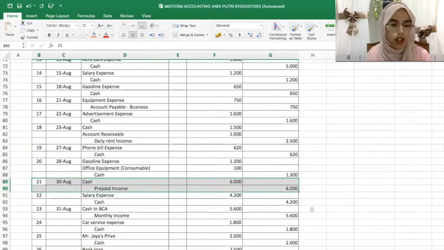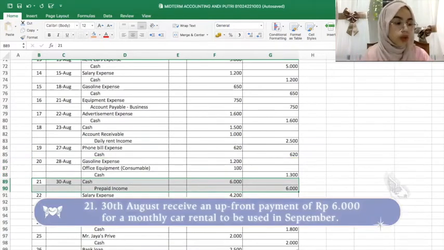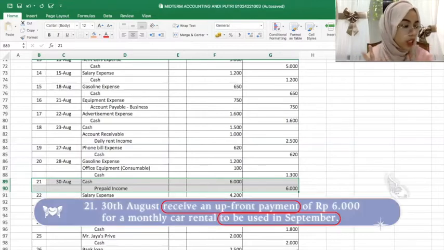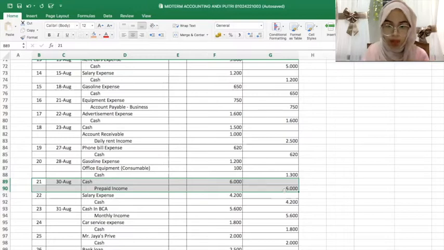1,300 rupiah. For the 21st transaction, receive an upfront payment of 6,000 rupiah for a monthly car rental to be used in September. So here, we have cash and prepaid income. Cash, because we received a payment of 6,000 rupiah, and prepaid income on the credit side because we received an upfront payment that is to be used in September.